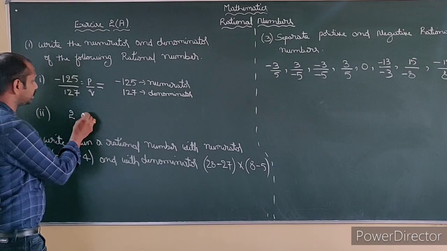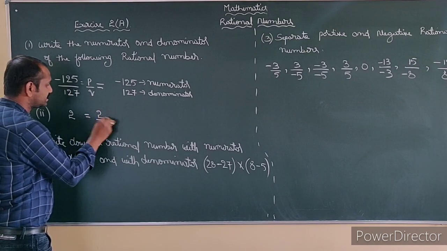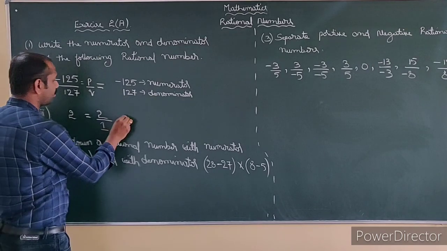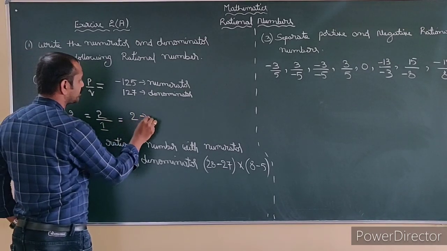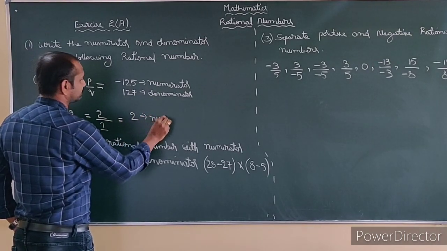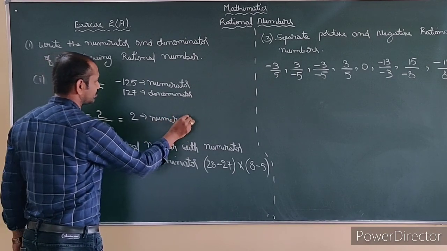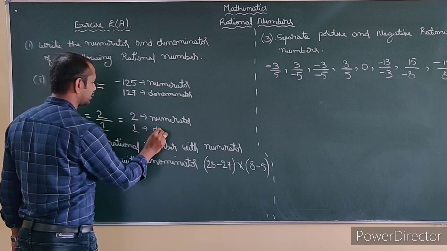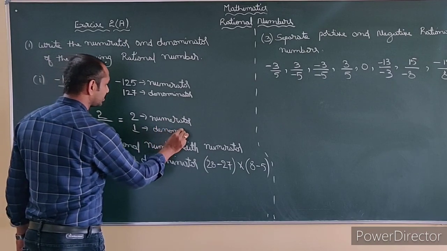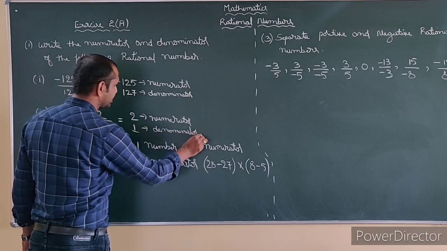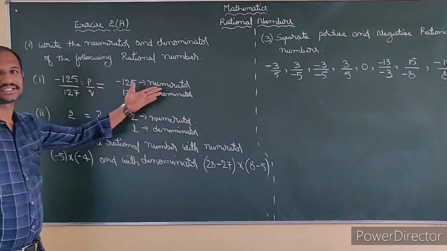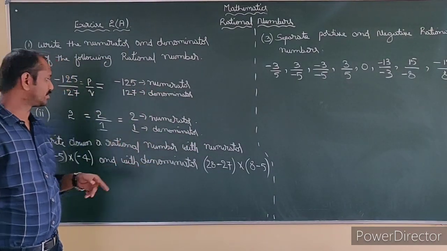Yes, first we have to write it in the form of a rational number. That is, where the denominator has nothing, it means there is 1. So obviously 2 is in the numerator, right? 2 is in the numerator and 1 is in the denominator. Very easy. So if you have any problems like this, just write which is in the numerator and which is in the denominator.